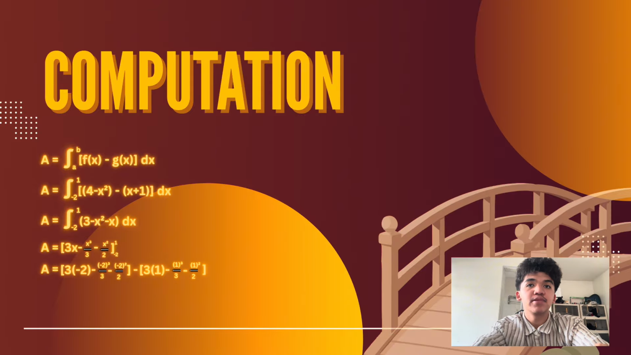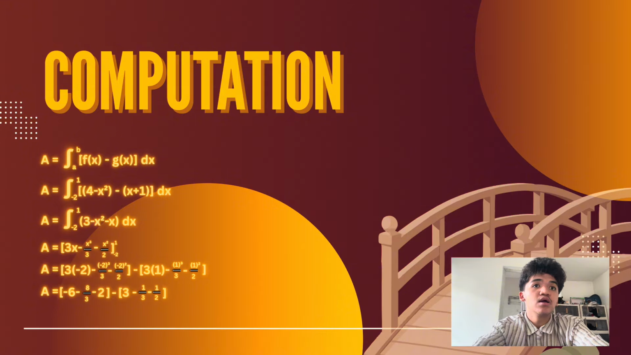So now we will evaluate it. 3 times -2 is equivalent to -6. -2 raised to 3 over 3 is equivalent to 8 over 3. -2 raised to 2 over 2 is equivalent to 2. So we have -6 minus 8 over 3 minus 2 from the lower boundary. From the upper boundary, 3 times 1 is equivalent to 3. 1 raised to 3 over 3 is 1 over 3. 1 raised to 2 over 2 is 1 half. So from the upper boundary, we have 3 minus 1/3 minus 1 half.